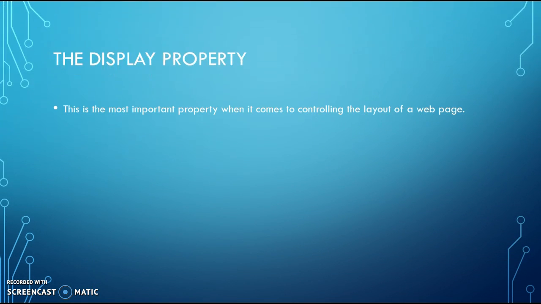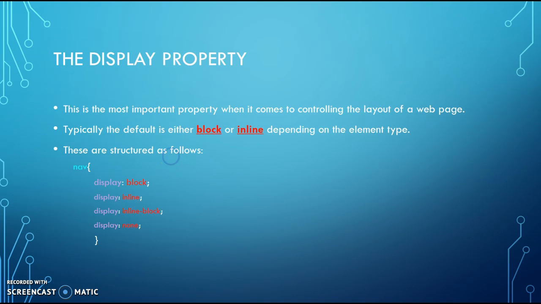The display property. This is one of the most important properties when it comes to controlling the layout of a web page. Typically, the default is either block or inline, depending on the element type. The structure to set up the CSS property is your selector, then display, and either block, inline block, or none. We'll go into further details of these four later on.